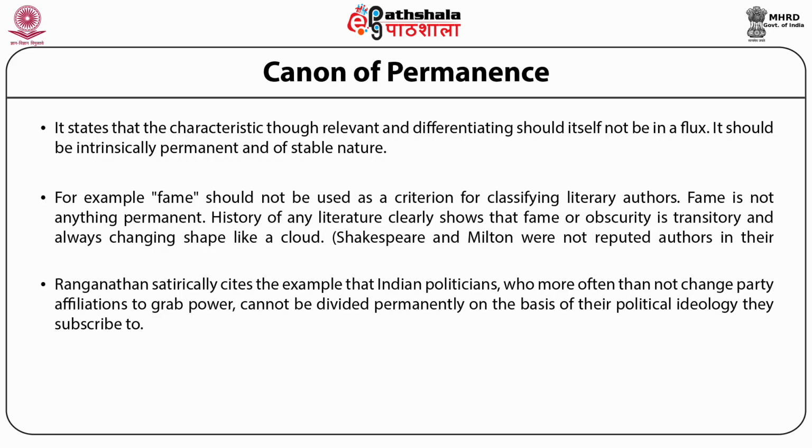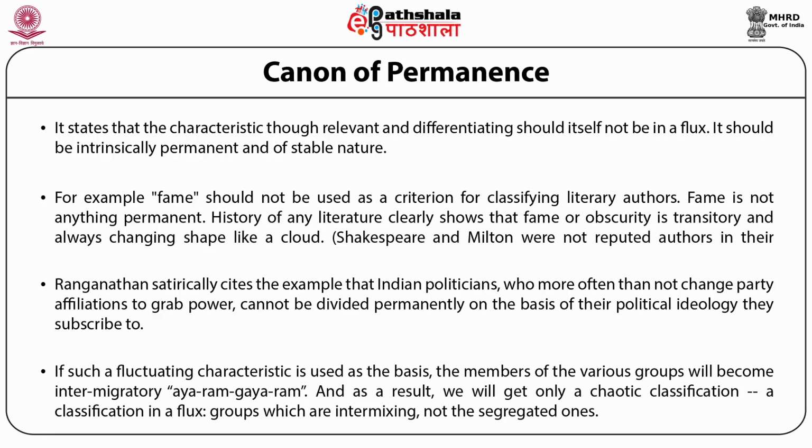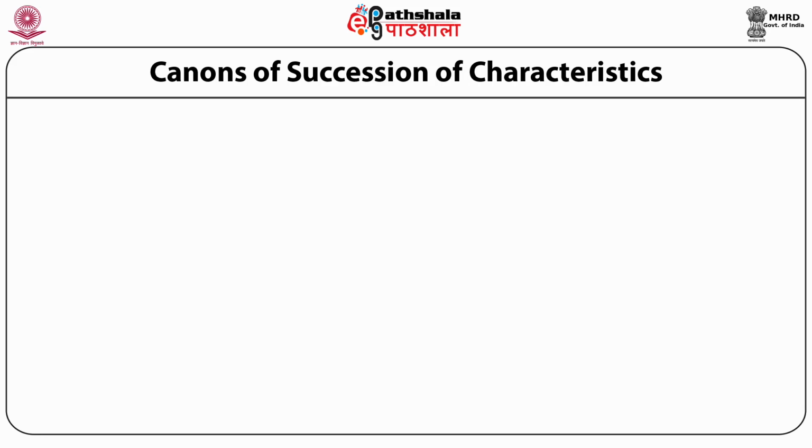Raghunathan satirically cites the example of Indian politicians who more often than not change party affiliations to grab power. They cannot be divided permanently on the basis of the political ideology they subscribe to. Sometimes they go to this group, sometimes they go to another political party. So such persons cannot be absolutely divided. If such a fluctuating characteristic is used as a basis, the members of the various groups will become intermigratory, Aya Ram and Gaya Ram, as they call them. And as a result, we will get only a chaotic classification, a classification in flux, groups which are intermixing, not segregated ones permanently.